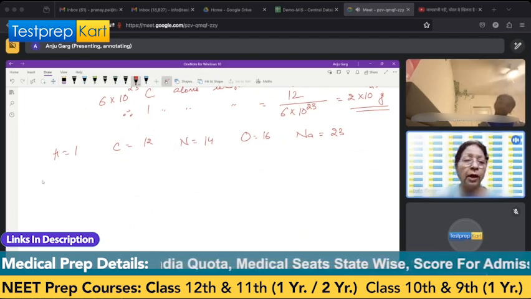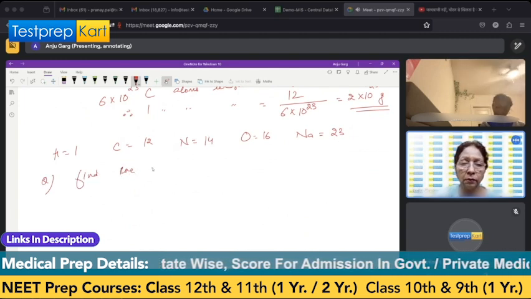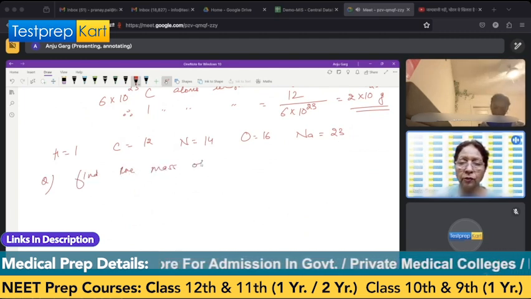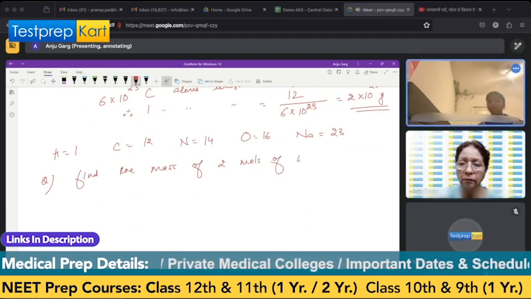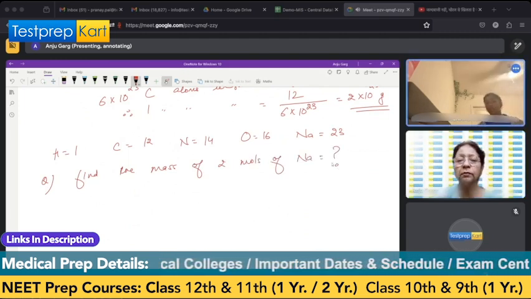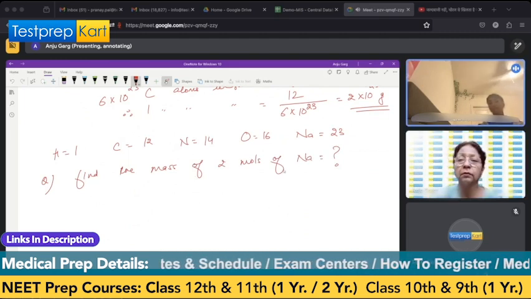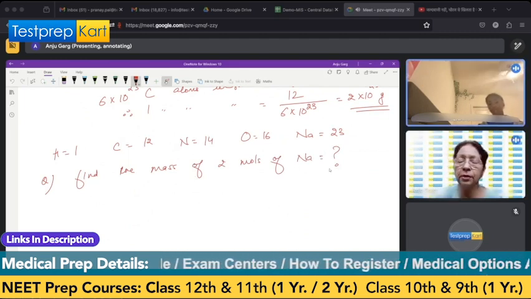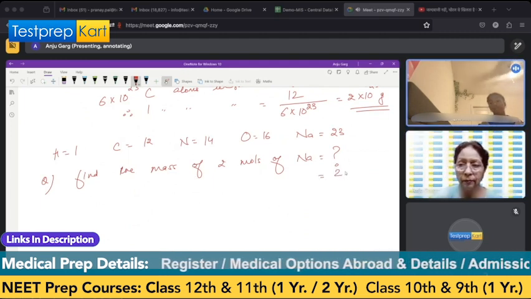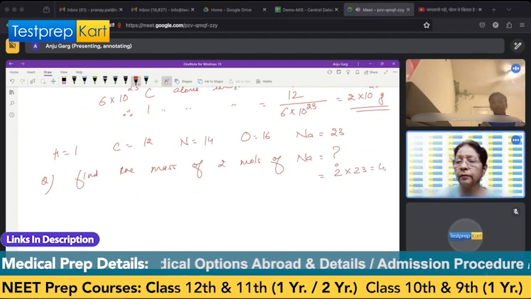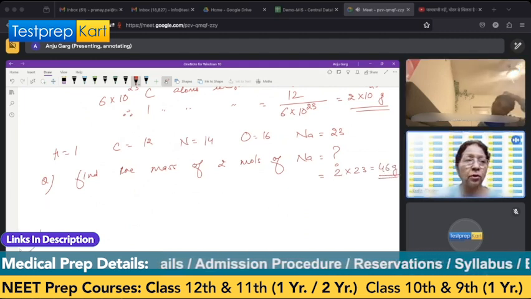Find the mass of 2 moles of sodium. 1 mole of sodium is 23 grams. So 2 moles would be 46 grams. That is right. So just see, you have understood the concept. Now there won't be any problem in doing any question.